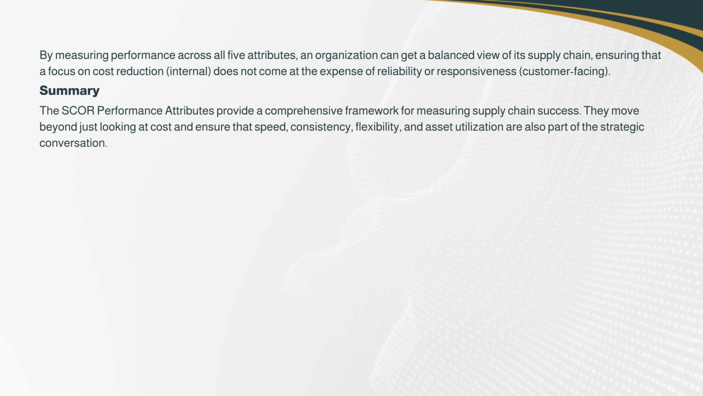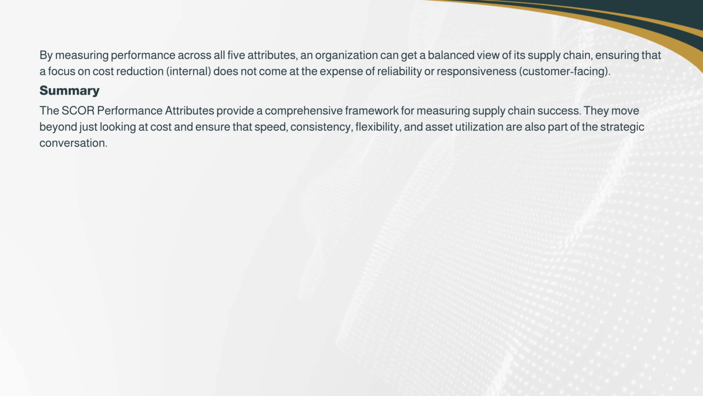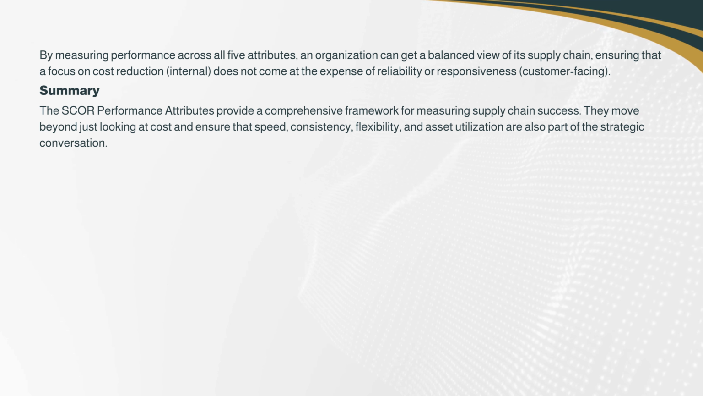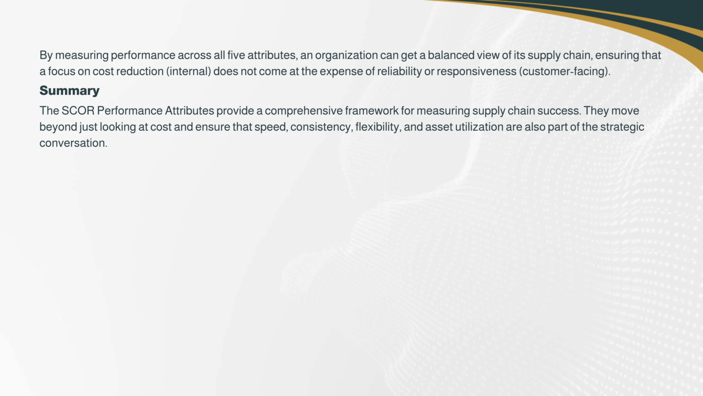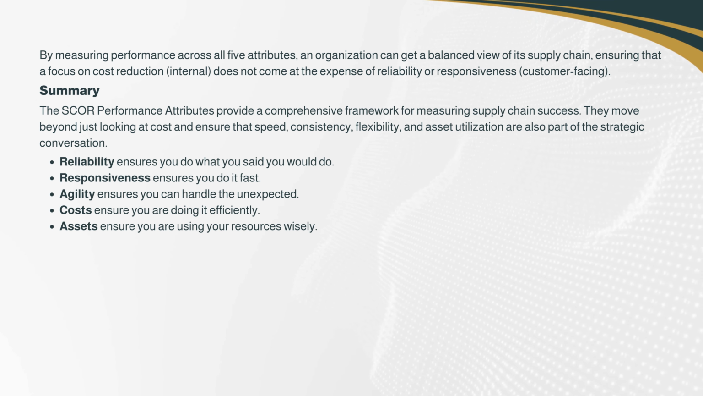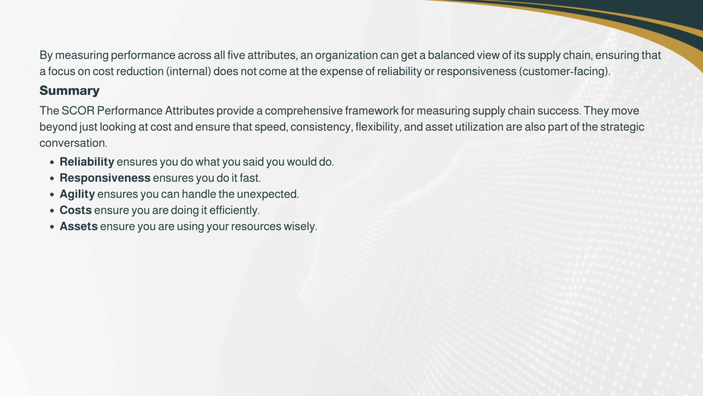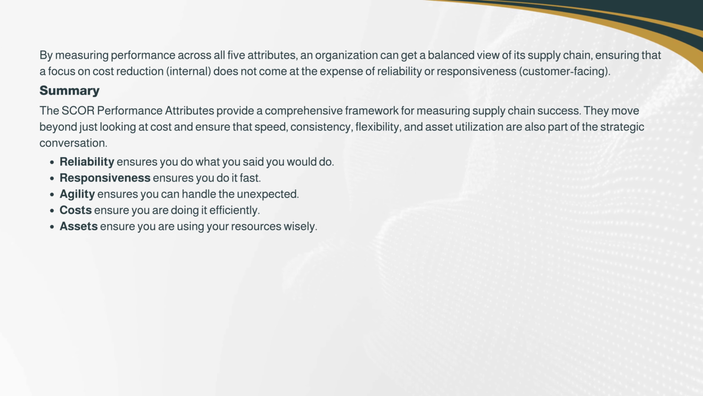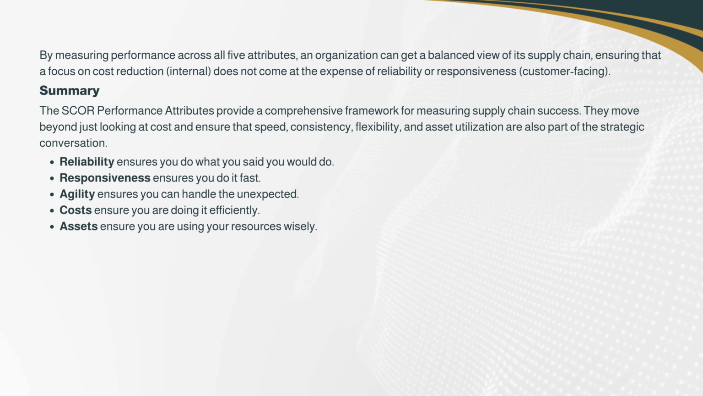Summary: the SCOR performance attributes provide a comprehensive framework for measuring supply chain success. They move beyond just looking at cost and ensure that speed, consistency, flexibility, and asset utilization are also part of the strategic conversation. Reliability ensures you do what you said you would do. Responsiveness ensures you do it fast. Agility ensures you can handle the unexpected. Costs ensure you are doing it efficiently. Assets ensure you are using your resources wisely.